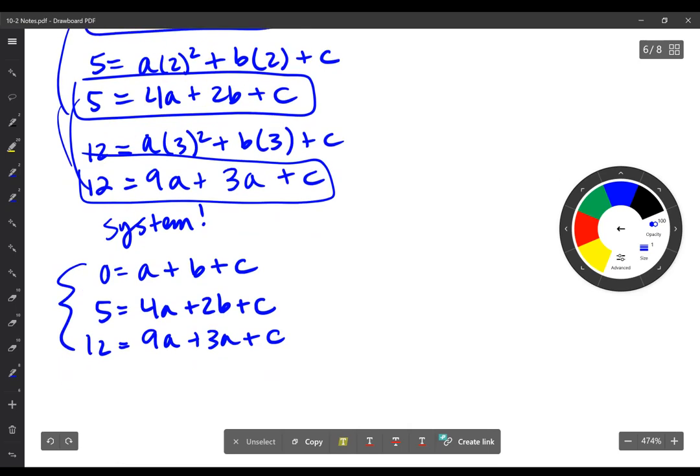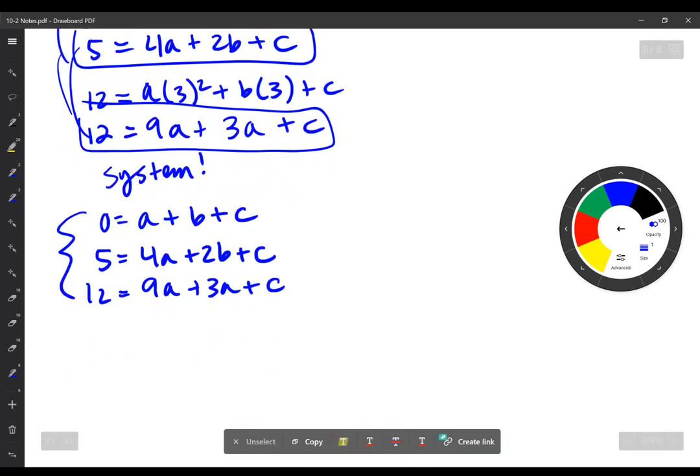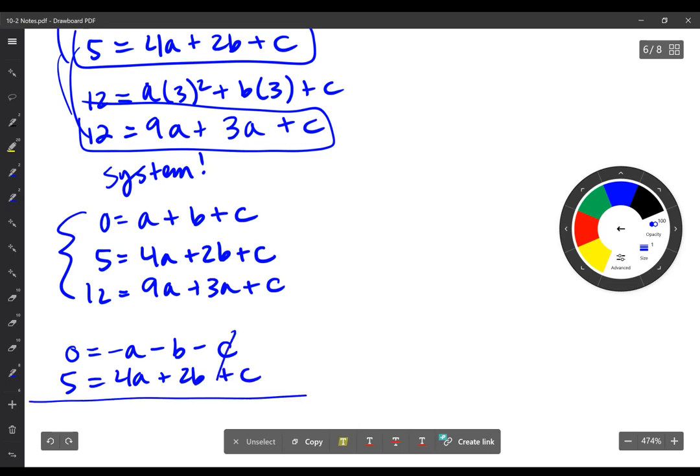So it's evident I really want to cancel c out right away. They're all just like a 1c, so that's going to be pretty easy. I'm going to take my first one multiplied by a negative. So I have negative a, negative b, negative c, and add to the second one. And then my c's will cancel.